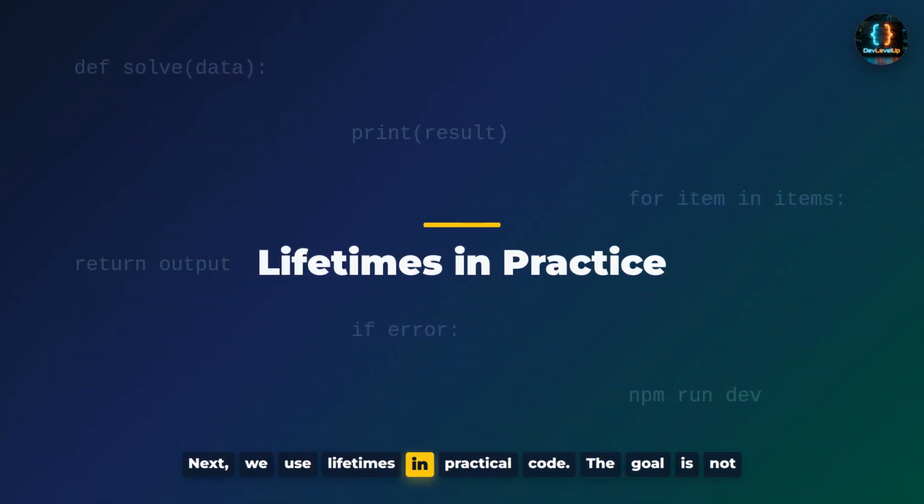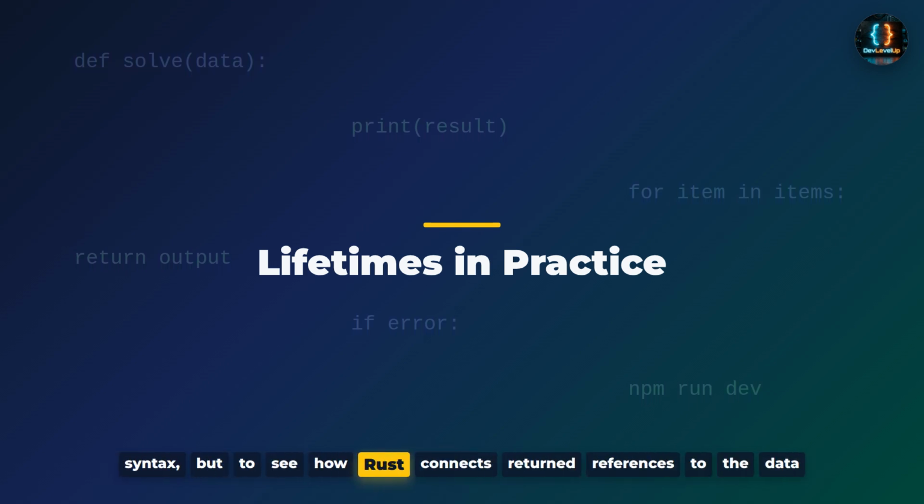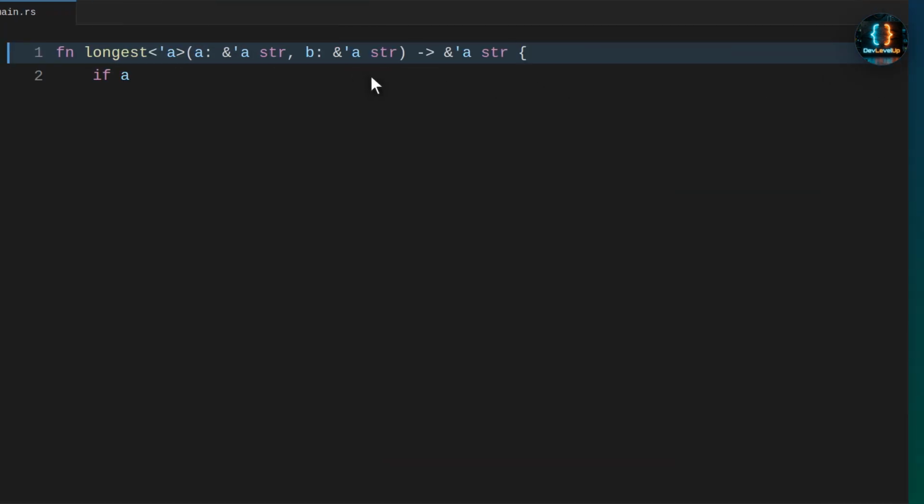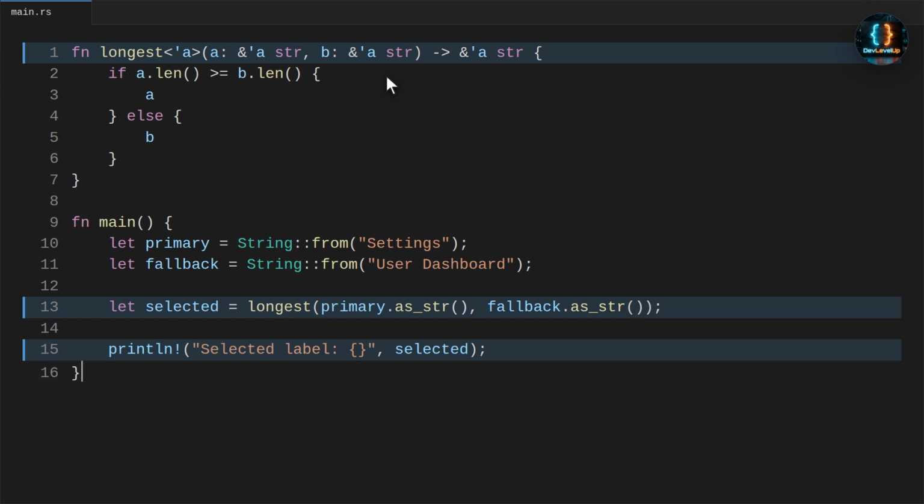Next, we use lifetimes in practical code. The goal is not to memorize syntax, but to see how Rust connects returned references to the data they came from. In UI or logging code, you may want to choose between two labels without creating another string. Here we write a longest function with one lifetime parameter, call it with borrowed string slices, and run the program to see which label is selected.